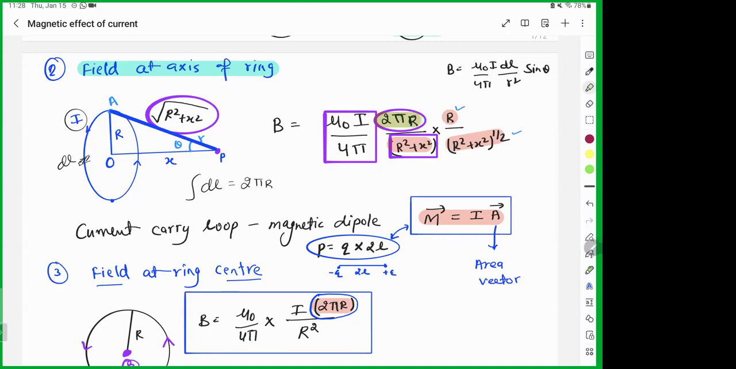In this case, what is your distance r value? Actually, it is the square root of r square plus x square. Because in the formula you use r square, in this case your r square value will be r square plus x square. That's why mu naught I upon 4 pi, dl above and r square below, and r square value is this.